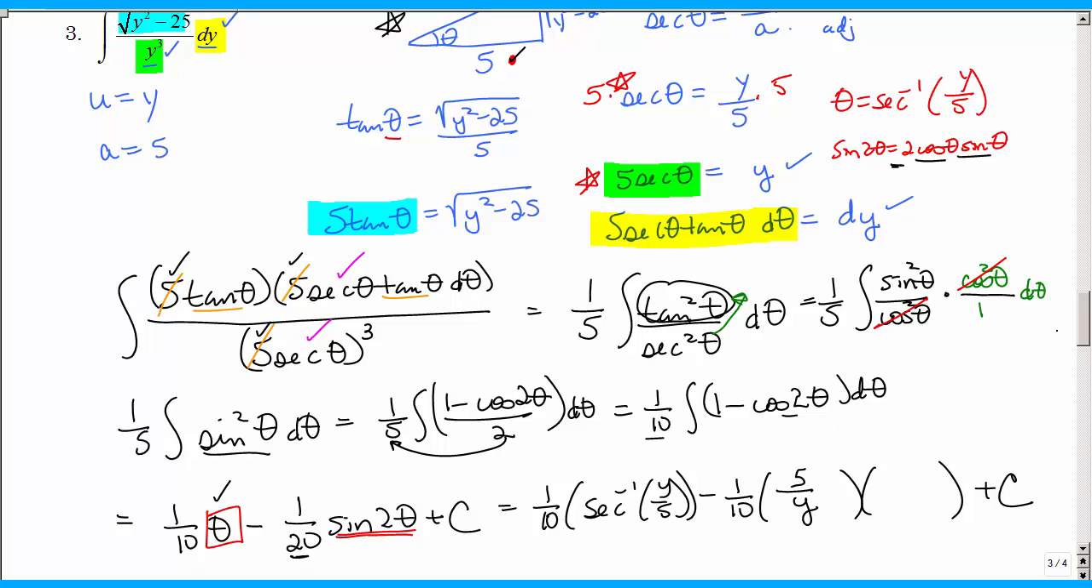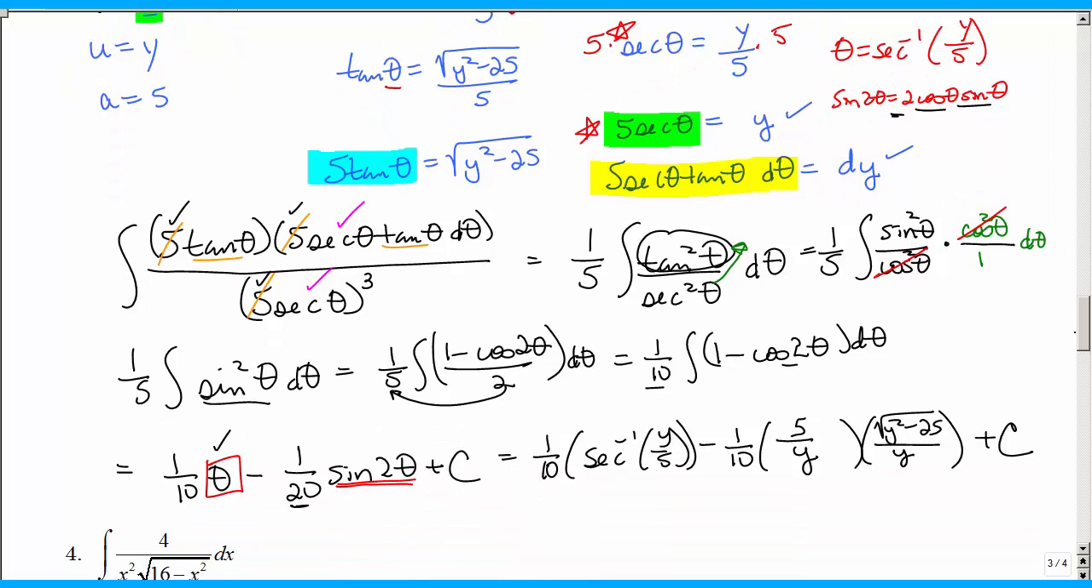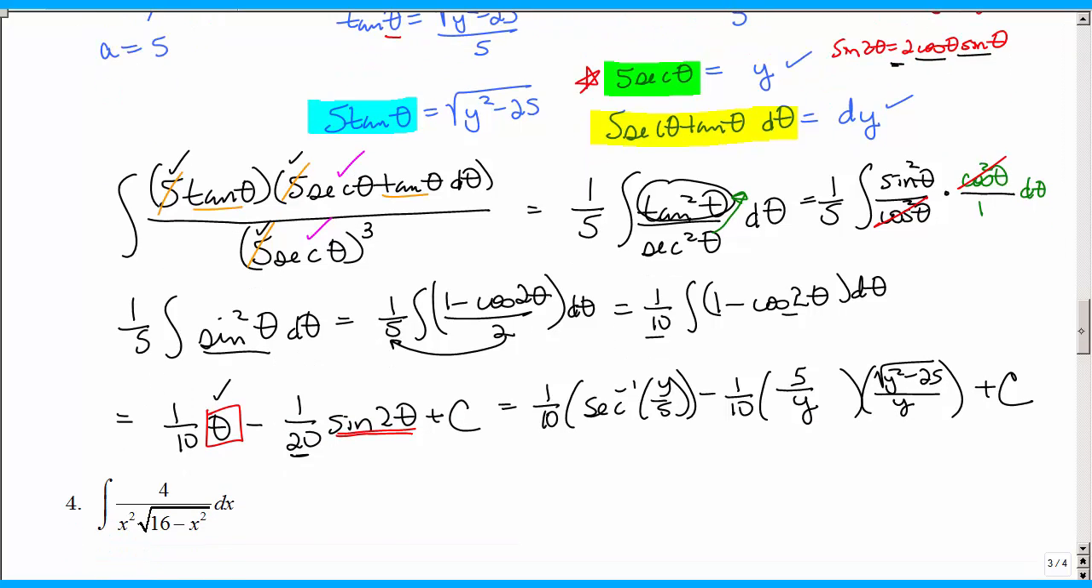What's the sine of theta? Is that anywhere on my paper? No, but it is on my triangle. It's opposite over hypotenuse. So it's the square root of y squared minus 25 divided by y. And yes, you could clean that up quite a bit. I will leave that to you, but you could reduce here and you could combine those. But that's about it.